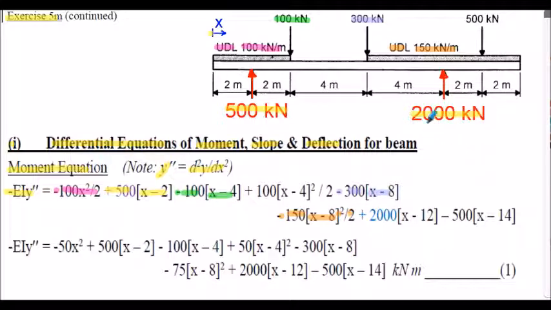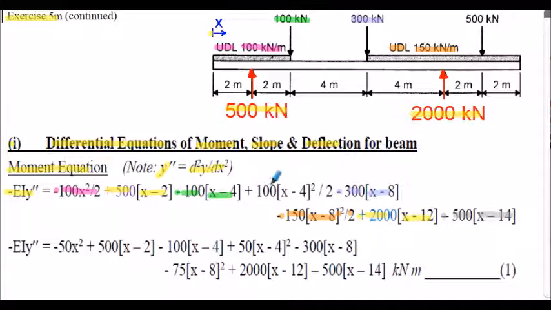Then I've got my 2000 kilonewton reaction. That's a positive bending moment on the beam, but that doesn't commence until we're 12 meters in from the left-hand end. So positive 2000 multiplied by x minus 12 in the brackets. And then my 500 kilonewtons force, that doesn't commence until we're 14 meters into the beam from the left-hand end. So that's negative 500 multiplied by, in brackets, x minus 14.